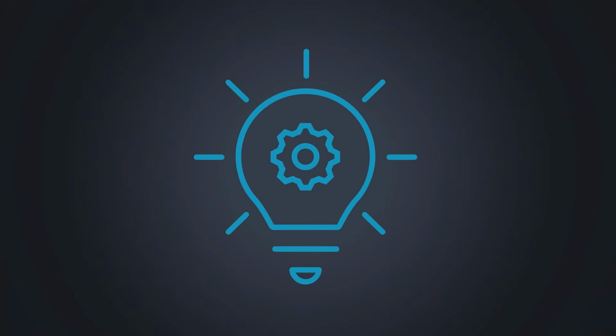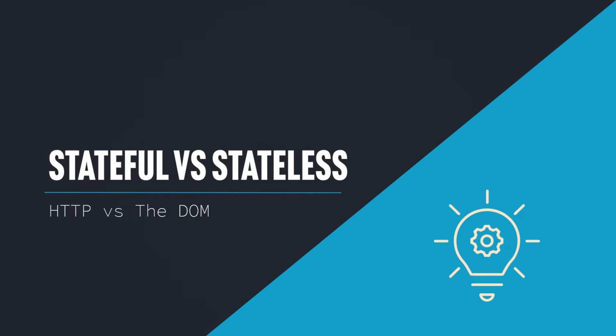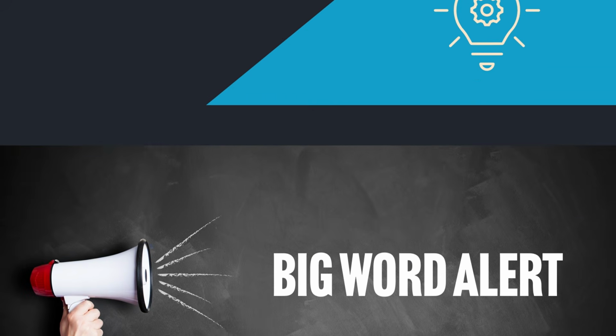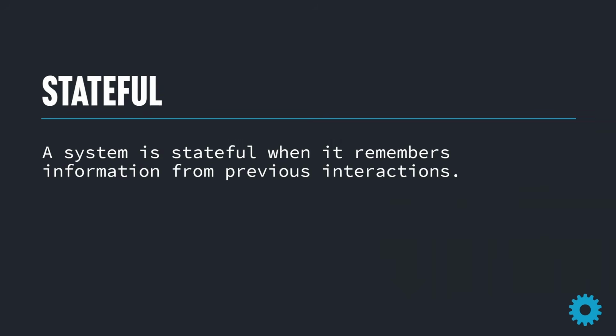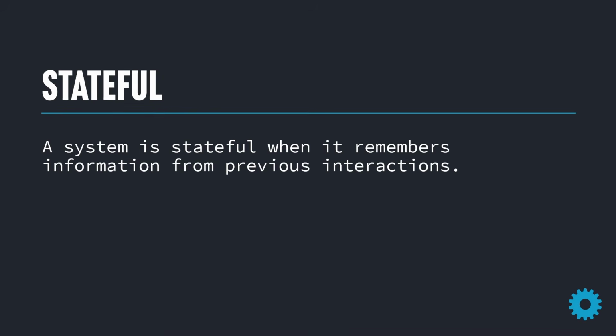It's time for a conceptual aside. This conceptual aside is stateful versus stateless, and in particular, we're looking at HTTP versus the DOM. So, big word alert: stateful. A system is stateful when it remembers information from previous interactions. So, let's suppose we had a simple system, a calculator that just adds two numbers. But this calculator is stateful. It can store a piece of memory.